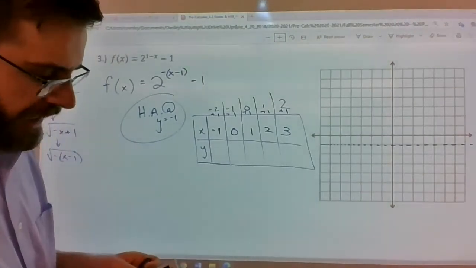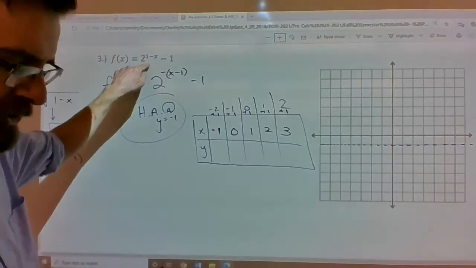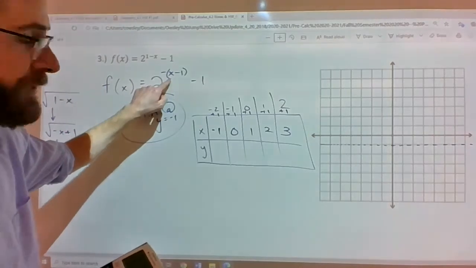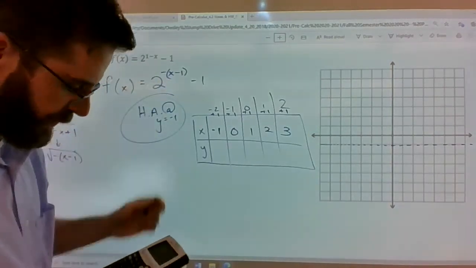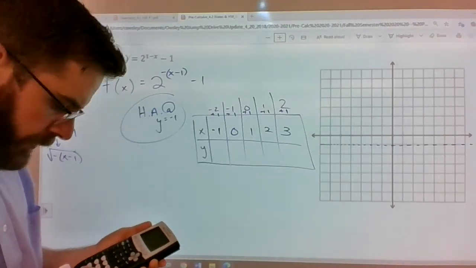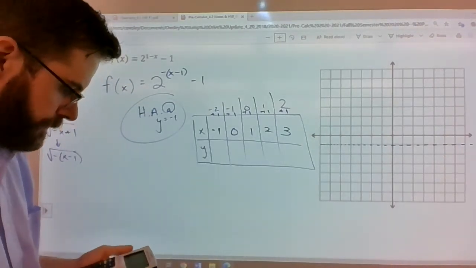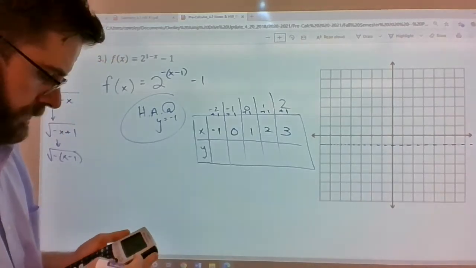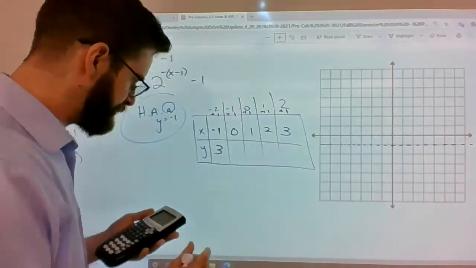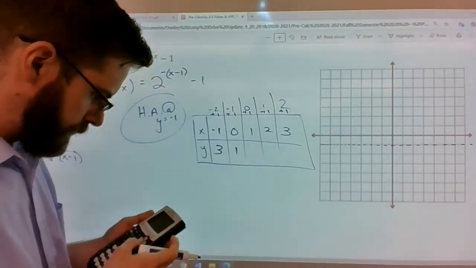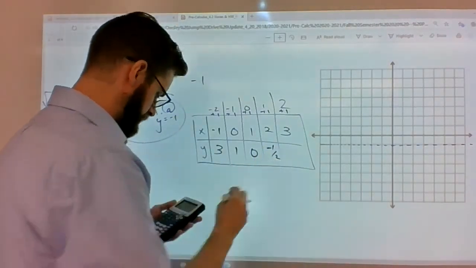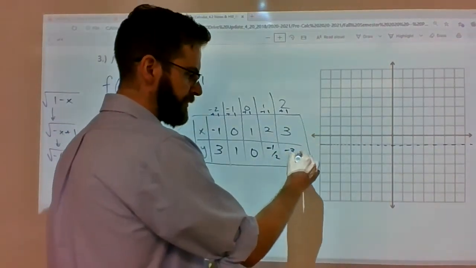By the way, when you plug this into your calculator, I would encourage you to plug in the original, because it's usually the simplest version of it. Plugging in this opens you up to a lot of errors. Let's just use this one. 2 caret to the 1 minus x power, bring it back down, minus 1. All right, so we got negative 1 corresponding to 3. 0, 1. 1, 0. 2, negative 1 half, and 3, negative 3 fourths.